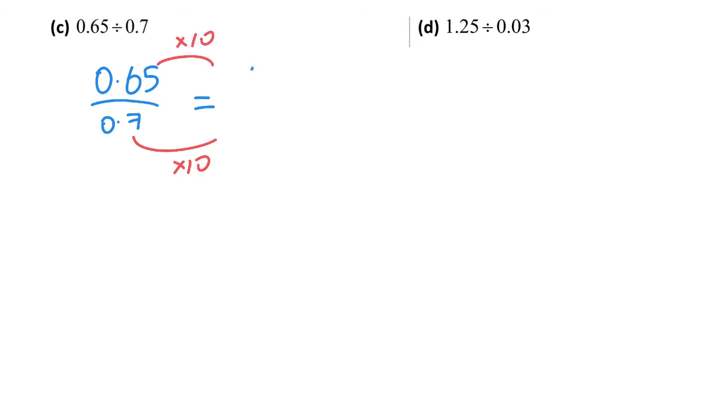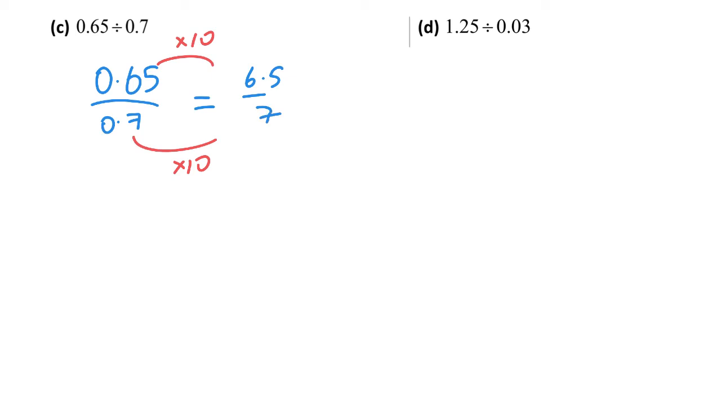Example C, 0.65 divided by 0.7. So the first thing we need to do is write that as a fraction. 0.65 over 0.7. We need the denominator to be a whole number, so we need to multiply by 10. And if we do that, we also need to multiply the top by 10. And we'll get 6.5 over 7.